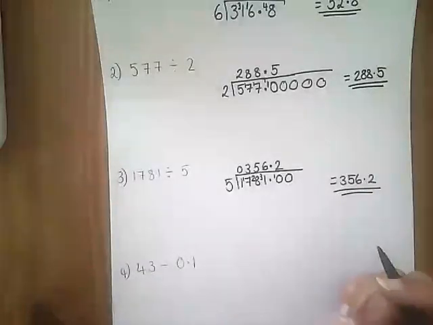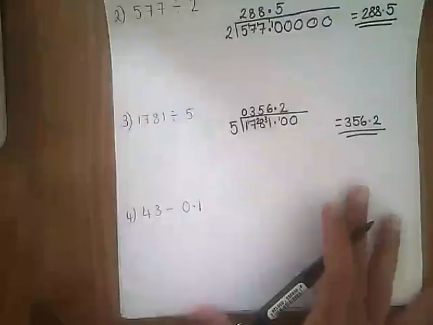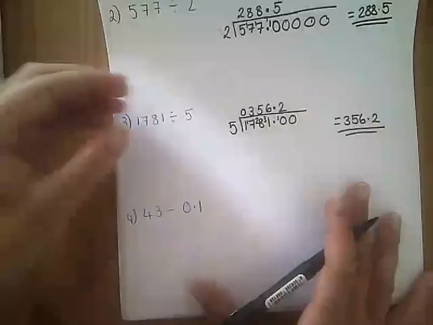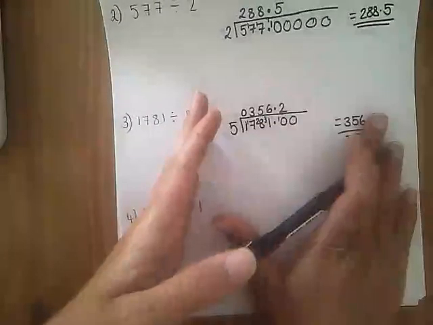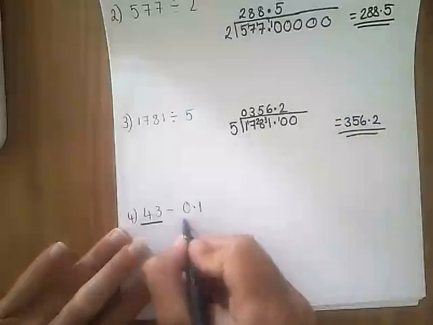Right, now here we get a bit trickier. So here, before we were doing either decimals divided by whole numbers or whole numbers divided by whole numbers where the answer is a decimal, okay? Now we're doing a whole number divided by a decimal.